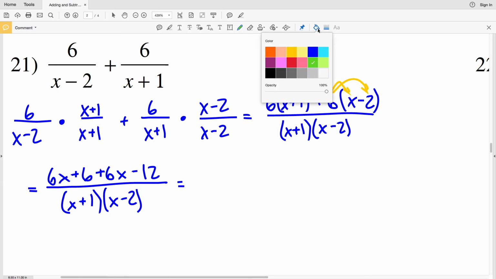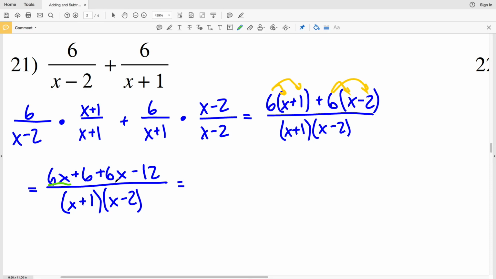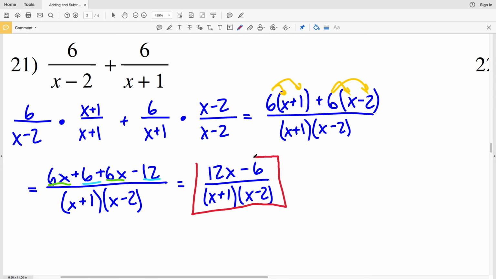Now I'll combine my like terms to simplify. So that's combining 6x with 6x and 6 with 12. So 6x plus 6x is 12x, and 6 minus 12 will be minus 6, because 6 plus negative 12 is a negative 6, so we'll be subtracting that 6. And that's all over our denominator of x plus 1 times x minus 2. So 12x minus 6 over x plus 1 times x minus 2 is our answer for number 21.